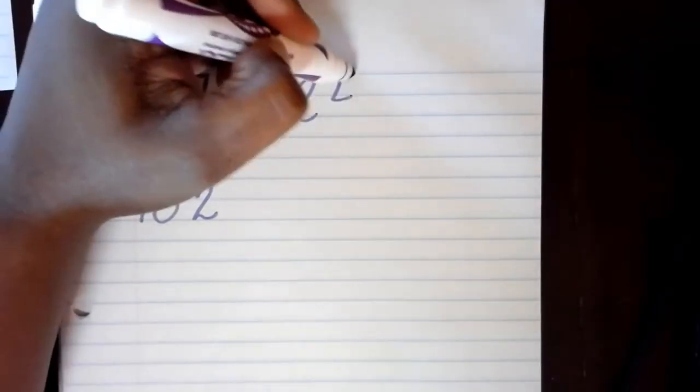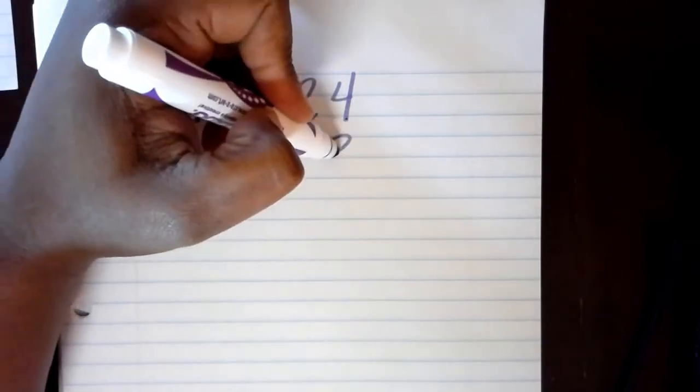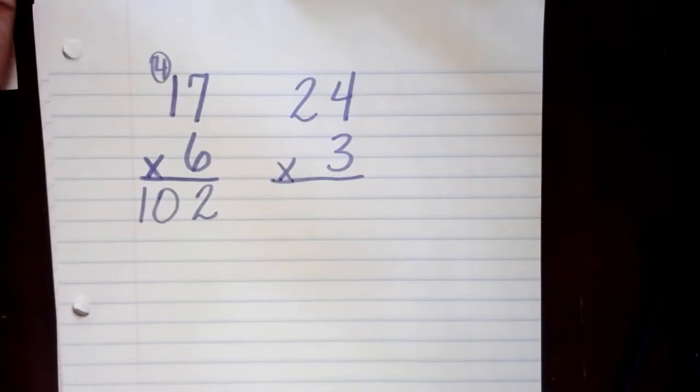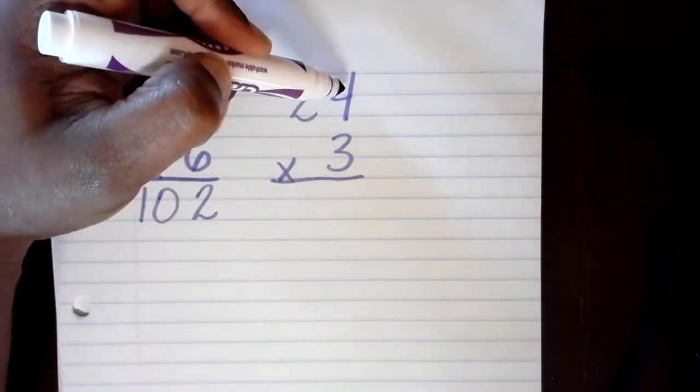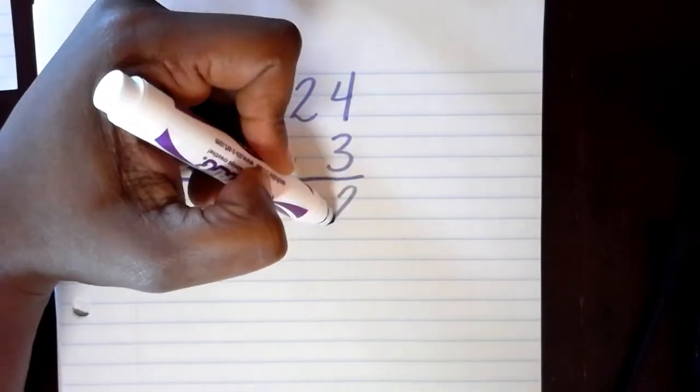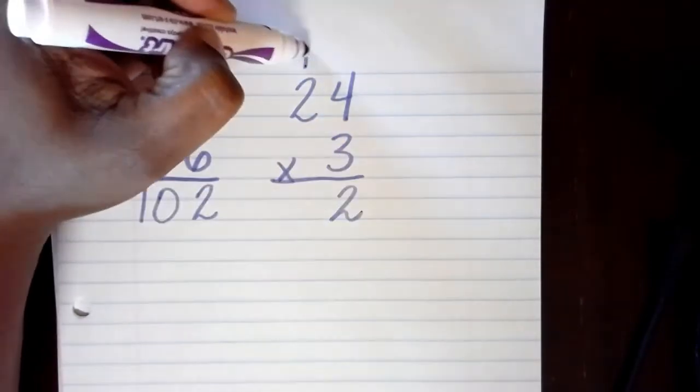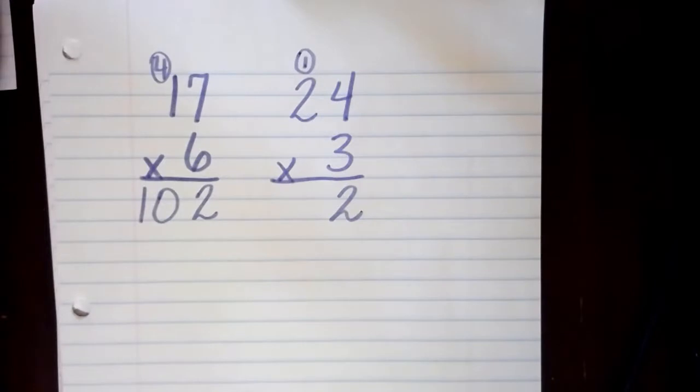Next, our number will be 24 times 3. We will start with the ones place again. 3 times 4 is 12. I will put down my 2. I will carry my 1.